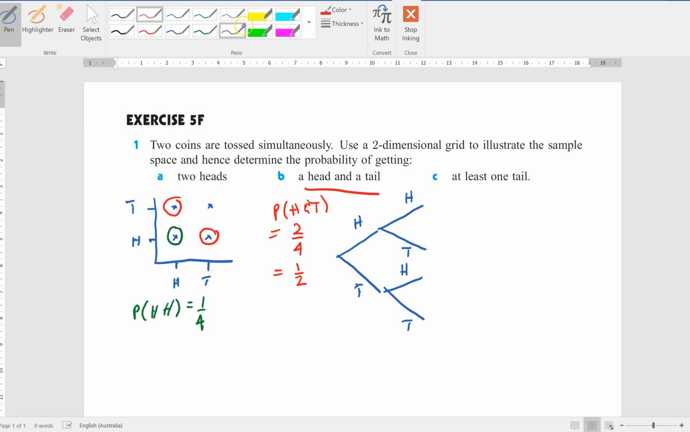All good with that? And last but not least, if it's asking us to do at least 1 tail, that means I could have this option here. I could have, because that's a tail and a head, this option here, which is a tail and a head as well. So at least I've got 1, but at least means I could also have 2 tails. So that's now going to be probability of at least 1 tail, and that's now going to be 3 out of 4. So that shows you that you can draw these sample spaces quite easily and then you read them off.